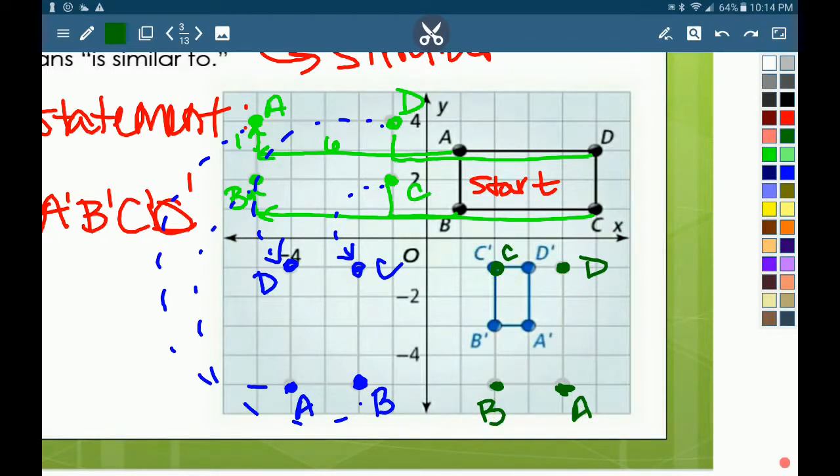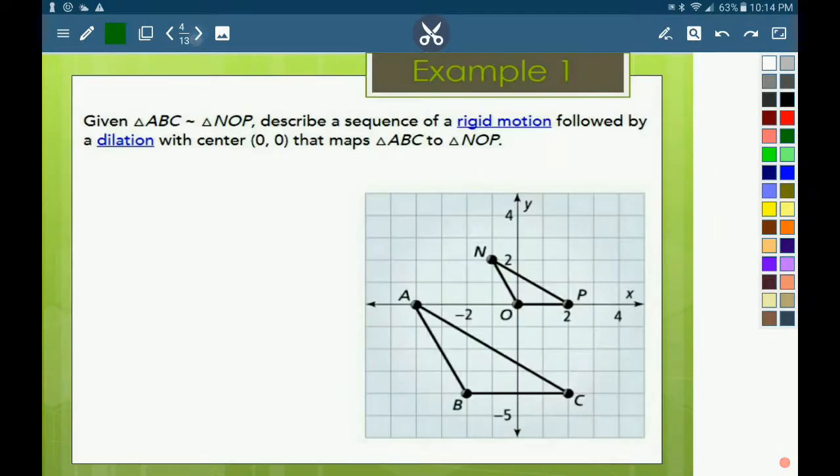Then lastly, they do the dilation. So the first step, translation. Second step was the rotation, then the reflection, and then finally a dilation. We did a combination to go from the pre-image to image of all 4 different transformations. And that may happen in different examples that you may have. You may have to move the shape multiple times in order to go from start to finish.